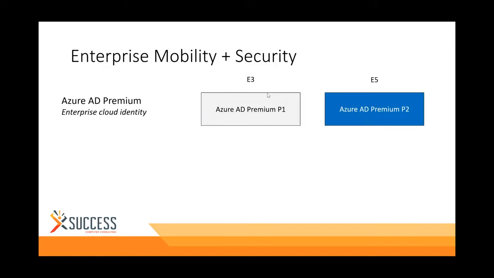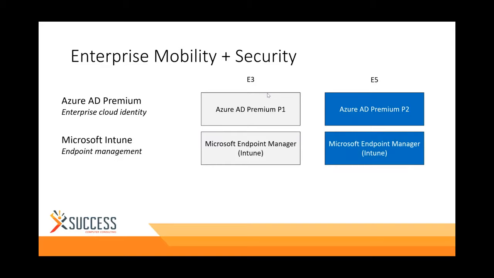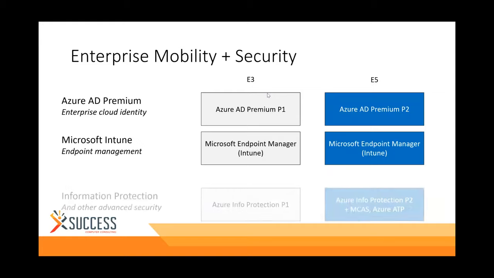One is Azure Active Directory Premium, which is a cloud-based way of managing identities. The next is Microsoft Intune, which is also known as Microsoft Endpoint Manager. This is for your endpoint management, and this includes mobile devices, so not something that we had the capability with Active Directory in the past. You would have had to get a third-party MDM solution for that.